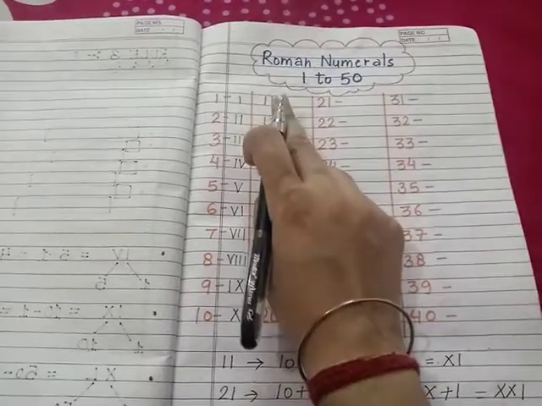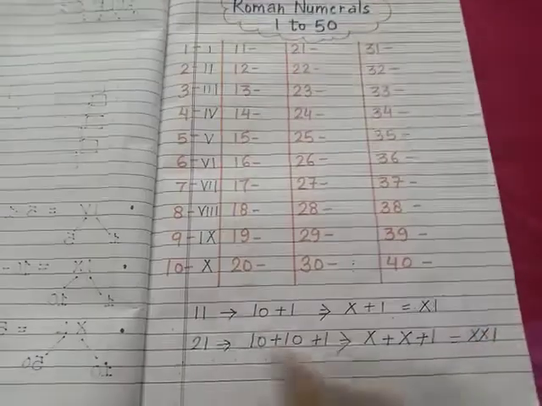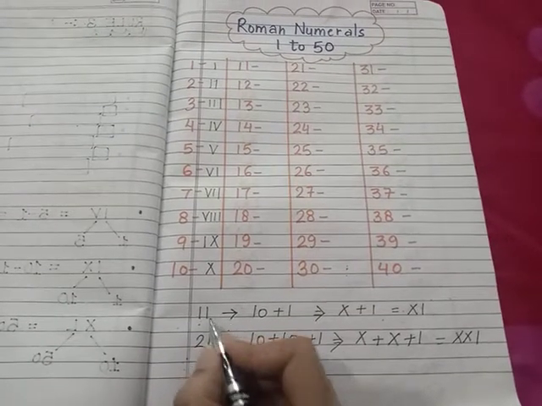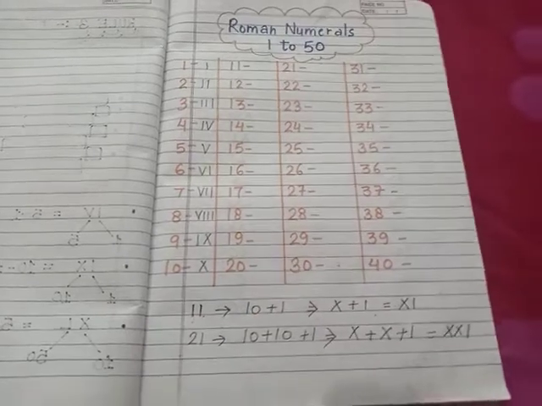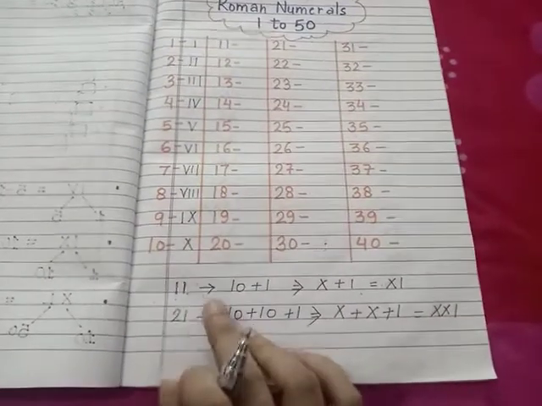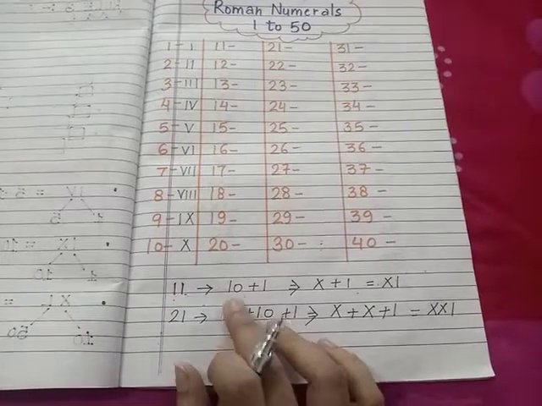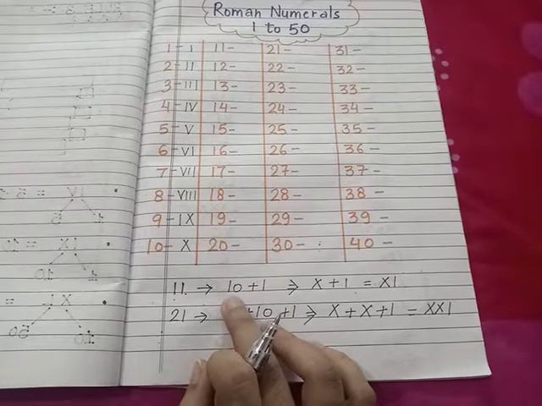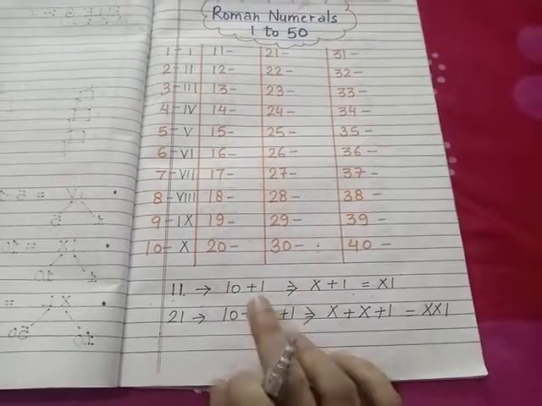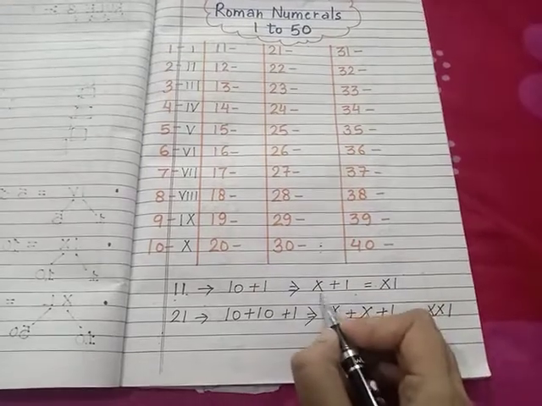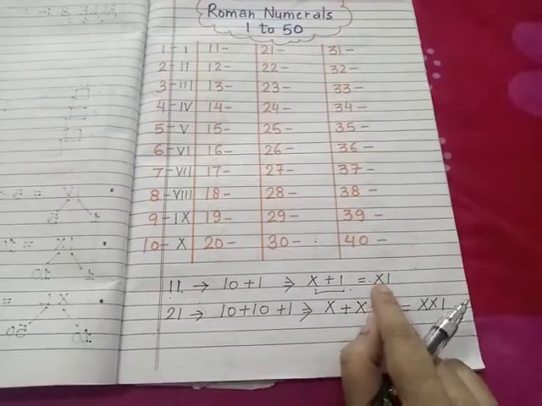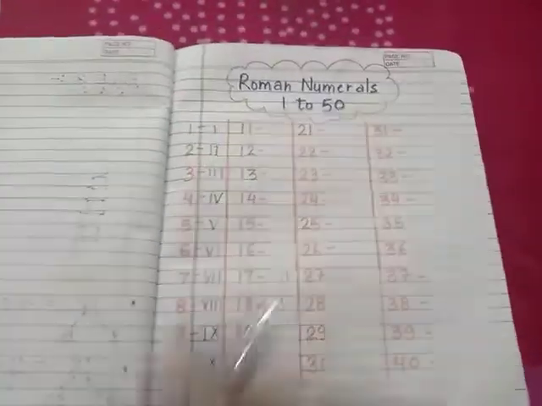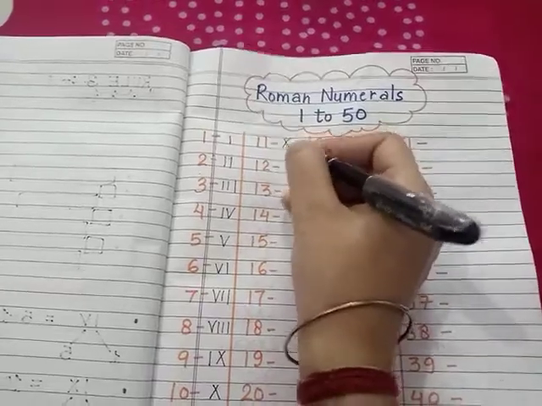Now the Roman numeral for 11, how can we write it? First of all, we have to expand it. We can write 11 as 10 plus 1, and we know that the Roman numeral for 10 is X and for 1 is I. So after adding these, X and I, we'll get XI. So the Roman numeral for 11 is XI. So we can write it here, XI.